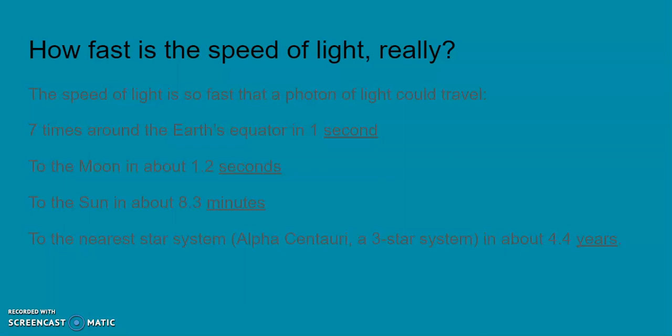That is, it takes light about 4.5 or so years to reach us from Alpha Centauri, a 3-star system. Madness, I know.